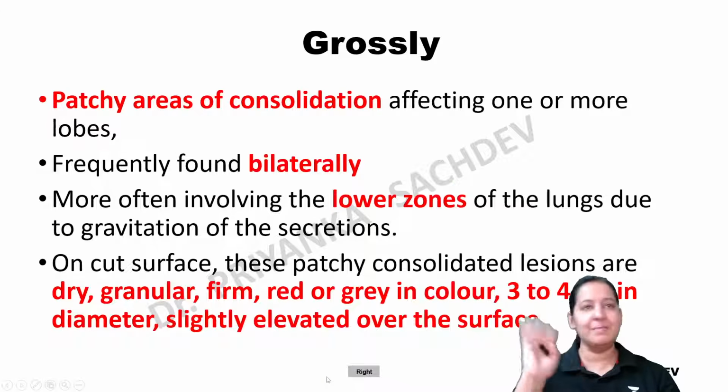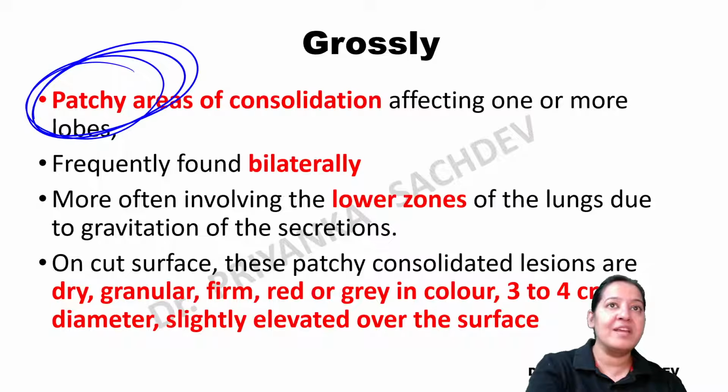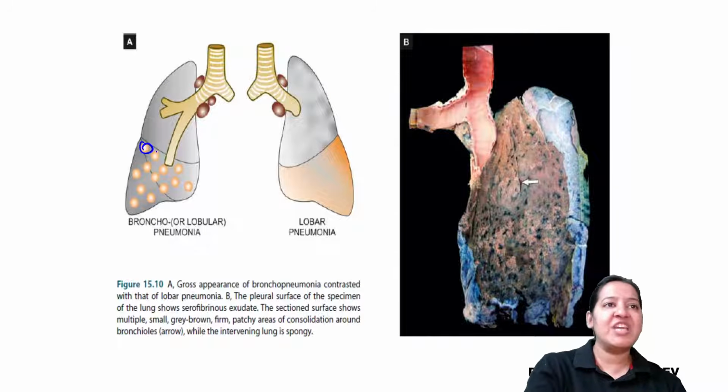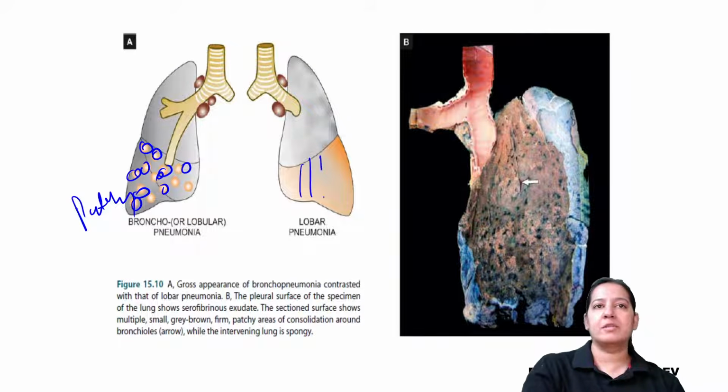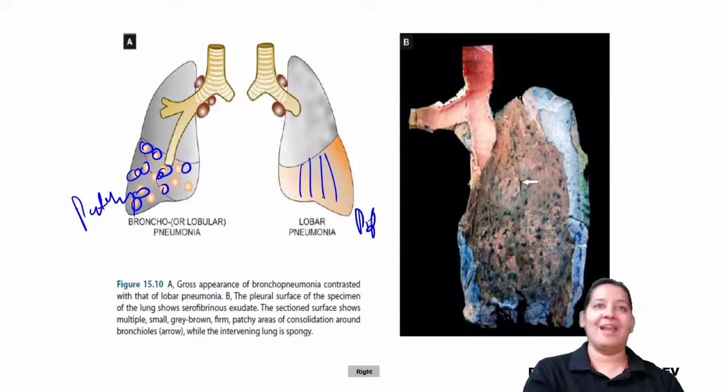From all these, it is mixed infection, right? Grossly, here it is patchy. The important word here is patchy. You will get patchy areas of consolidation, not continuous. In lobar pneumonia it was diffuse, but here it is patchy. It is usually bilateral.